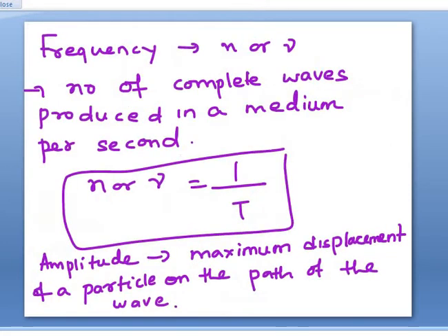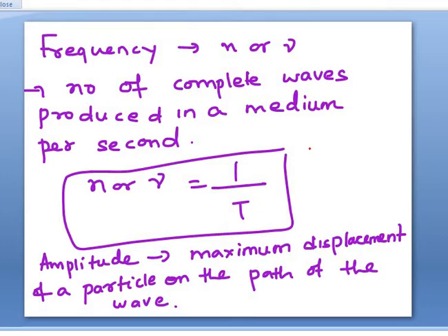Now moving forward, we will define what is a frequency. Frequency is n or nu in some textbooks. It is the number of complete waves produced in a medium per second. So frequency is given by 1 by time period. Amplitude is the maximum displacement of a particle on the path of the wave. When a wave is moving through a medium, the wave is a disturbance through a medium. The particles don't sit in the same position, they move back and forth, and that maximum displacement is known as the amplitude of the wave.